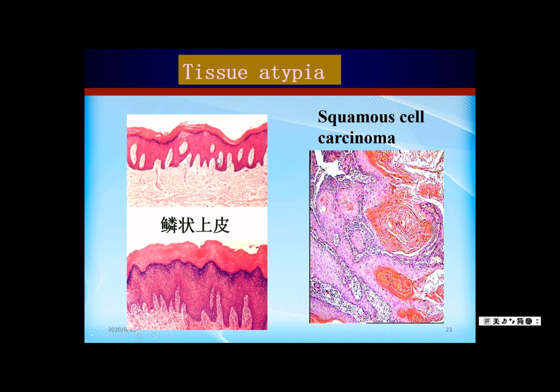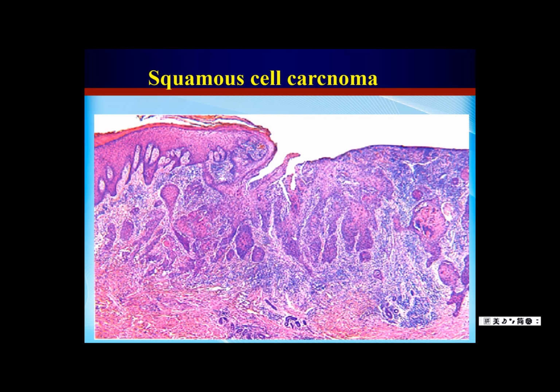They are different from the normal. The normal keratin layer is on the surface. The basal layer is on the bottom. So they are different in tissue structure. This is squamous cell carcinoma. This side is the normal epithelium. The surface is the keratin layer. The bottom is the basal layer. Okay, the surface is flat.